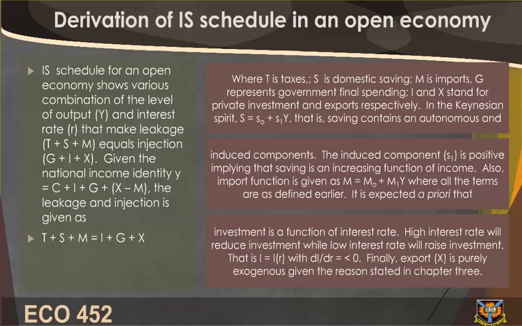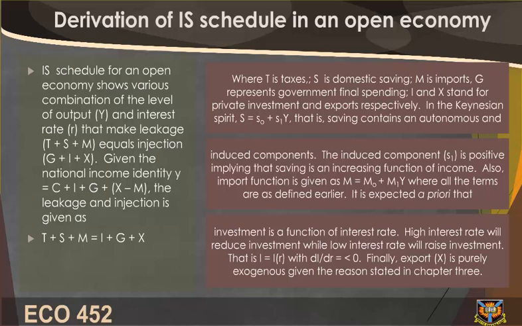In the Keynesian spirit, S is equal to S0 plus S1Y, that is, saving contains an autonomous and induced component. The induced component S1 is positive, implying that saving is an increasing function of income. Also, the import function is given as M is equal to M0 plus M1Y, where all the terms are as defined earlier.